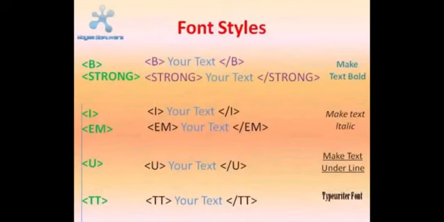These are font style tags. We can also call them text style tags. These are used for text formatting, like B or strong tags. These make text bold. I or EM make text italic. U makes text underline, and TT tag makes the typewriter font.